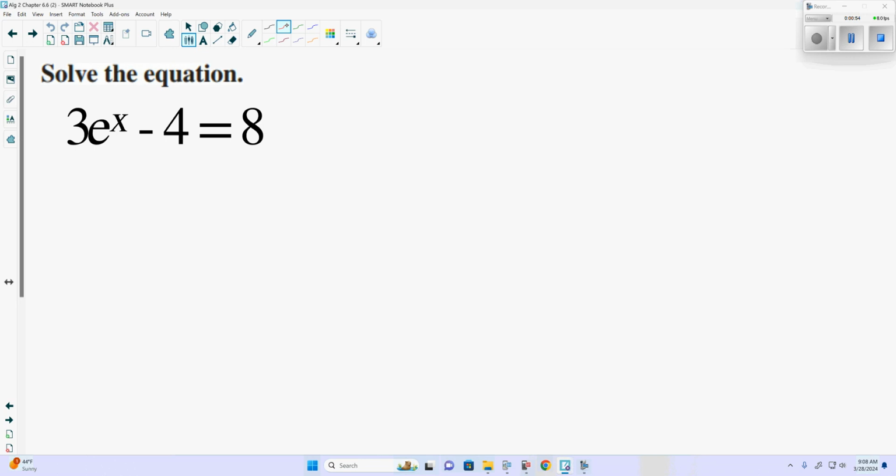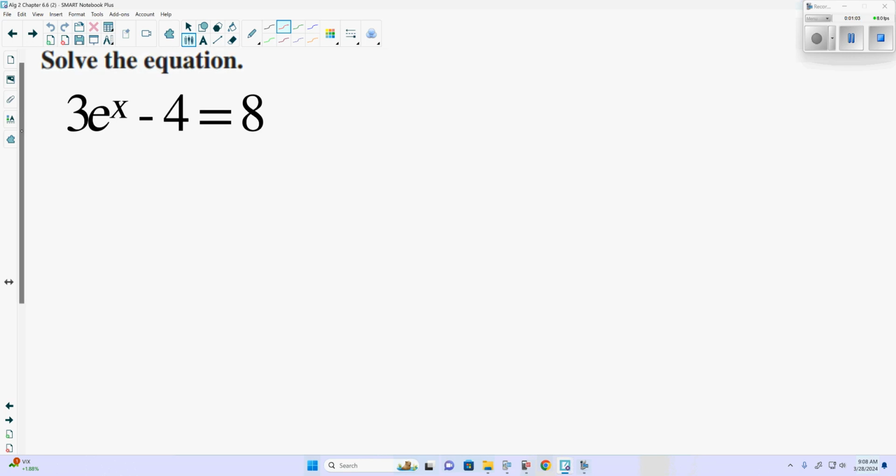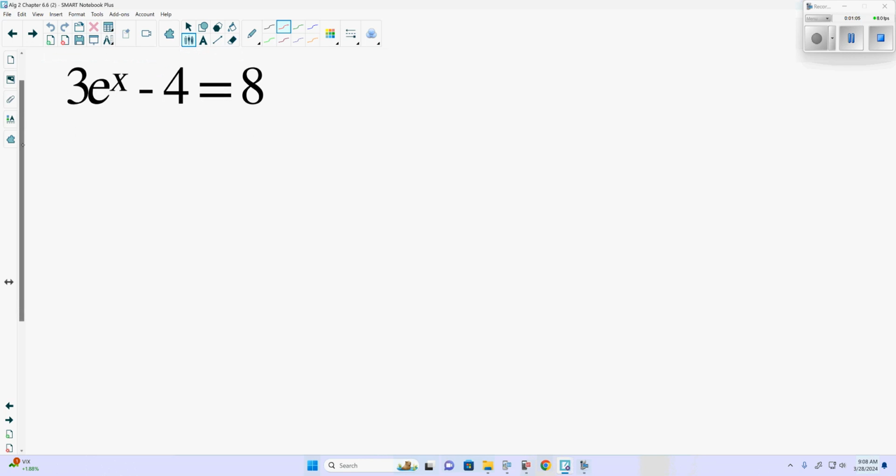All right, guys. So this is where we left off on Tuesday. 3e to the x minus 4 is equal to 8. Now, in so many of these, we didn't need to get the term with the variable and the exponent by itself. It is possible that they do show up. And for the most part, what we're going to be looking at is e. E is going to be the one that we'll need to get by itself.